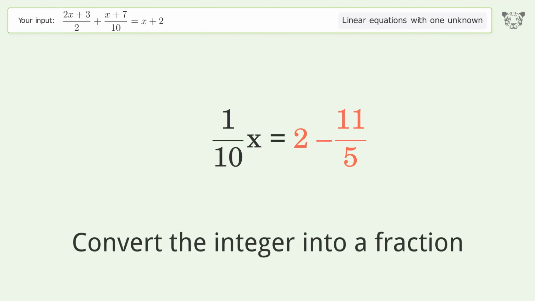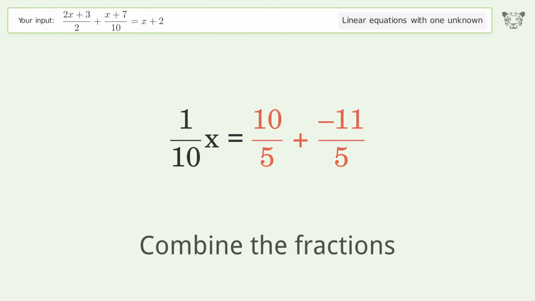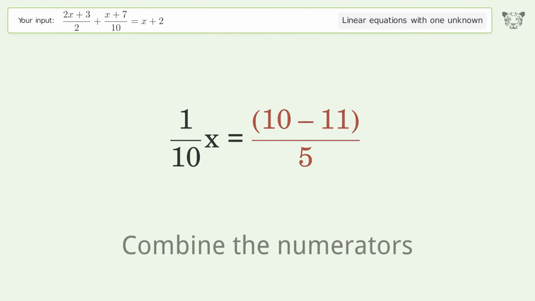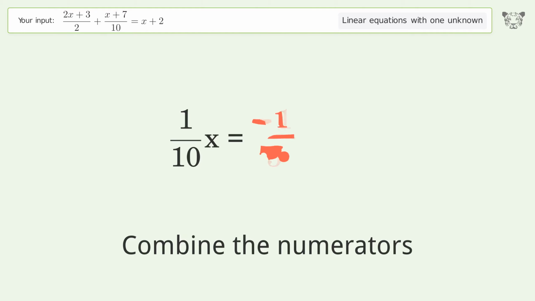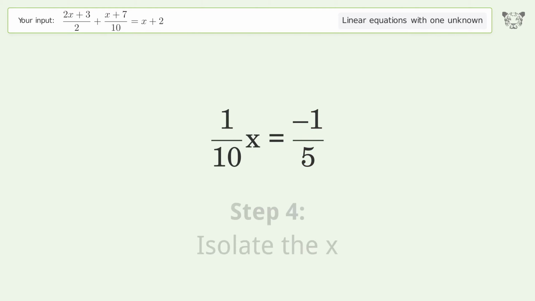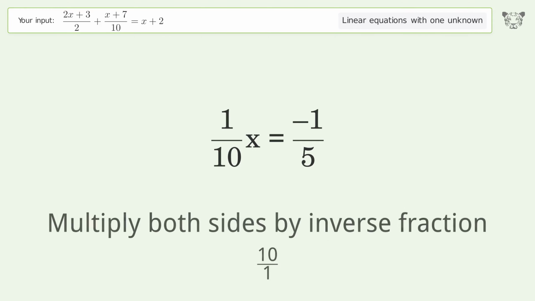Convert the integer into a fraction. Combine the fractions. Combine the numerators. Isolate the x. Multiply both sides by inverse fraction 10/1.